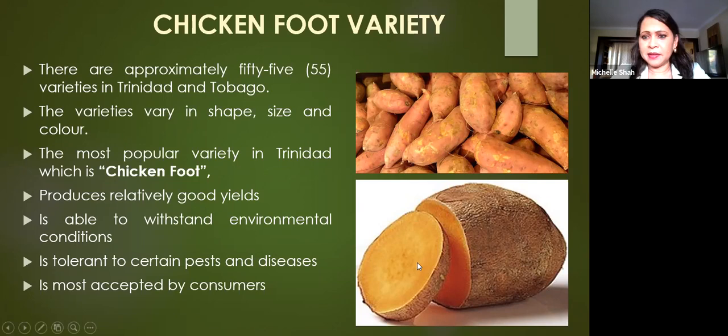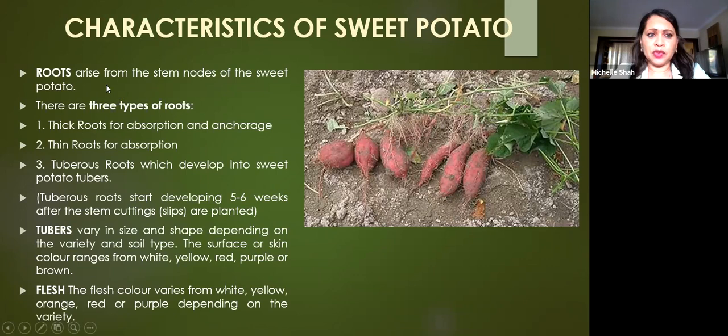Characteristics of sweet potato. The roots arise from the stem nodes of the sweet potato plant. There are three types of roots: thick roots, thin roots, and tuberous roots. The thick roots are for absorption and anchorage. The thin roots are for absorption of water, and the tuberous roots develop into the sweet potato tubers.